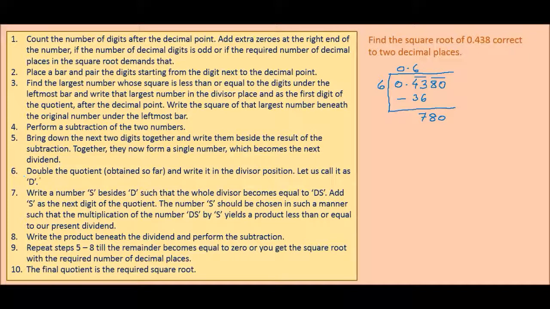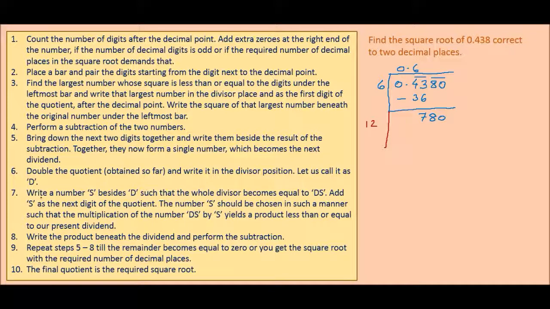Rule number 6: double the quotient obtained so far. The quotient obtained so far is 6, so we will be doubling that. 6 times 2 is 12, and we will be writing that in the divisor position. Since this is the dividend, this will be the divisor position, and I am writing 12 over here. Let us call it D. So D is equal to 12.